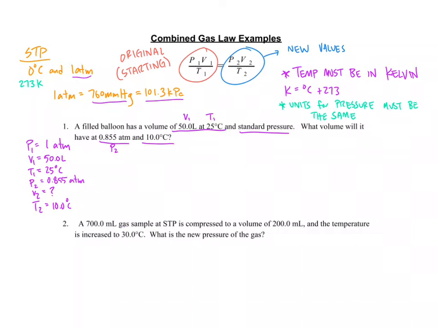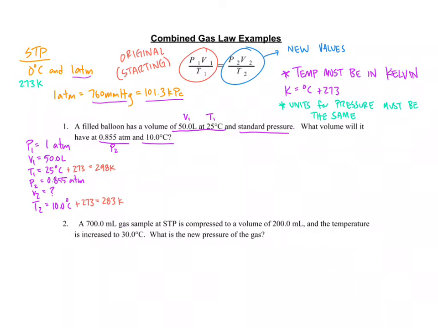Okay. So before we can begin, remember that our temperature must be in Kelvin. So for each temperature in Celsius, you must add 273. So 25 plus 273 gives you 298 Kelvin. And 10 degrees Celsius plus 273 gives you 283 Kelvin.